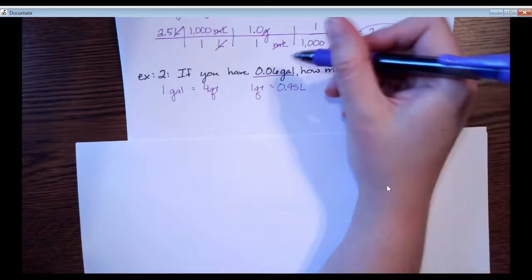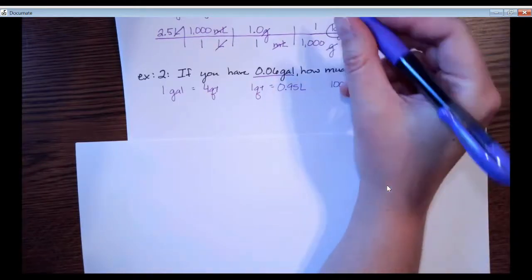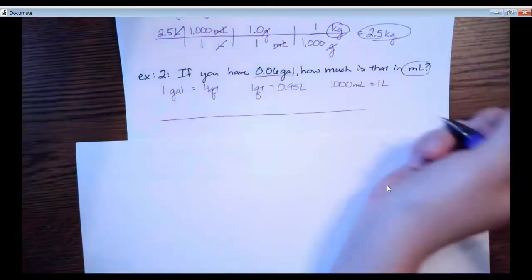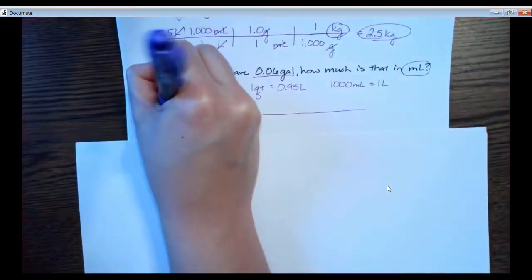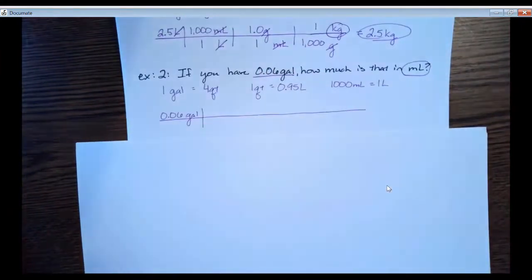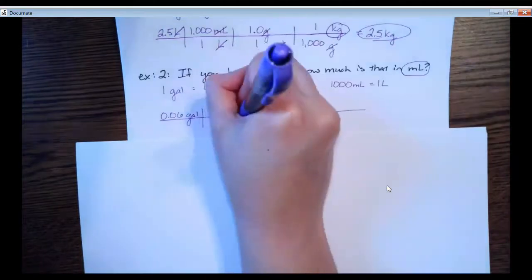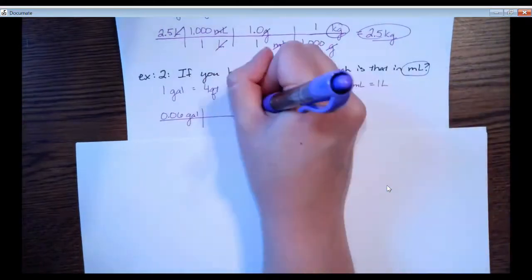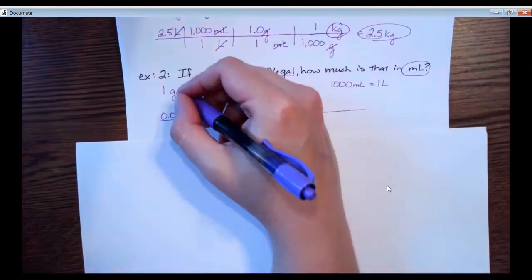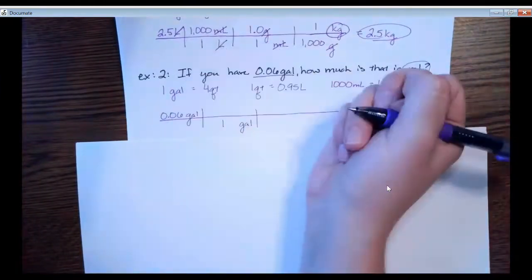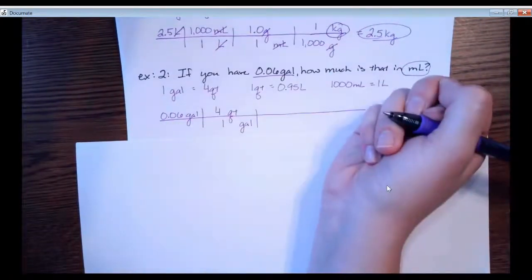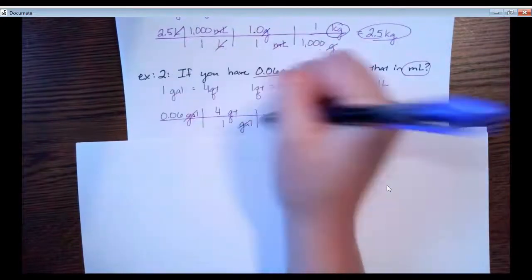Okay, so let's go ahead and set up our factor label table. Remember, the given always goes in the first spot. So I draw my horizontal line, and then I'm going to go ahead and write that given. So 0.06 gallons. Okay, now going on the diagonal, I know I have to have gallons again because I need to cancel out. So if I look at my conversion factors, I'm going to use this first one. So 1 gallon is equal to 4 quarts. Okay, so my gallons cancel out, which is good.